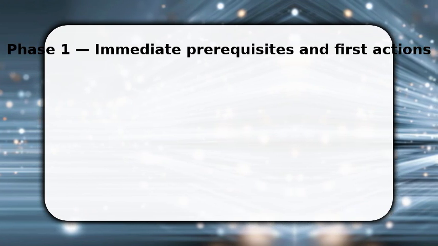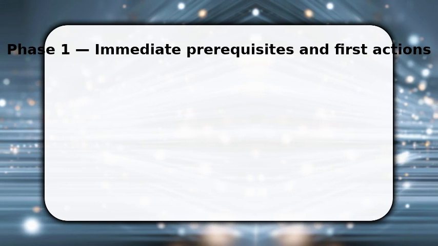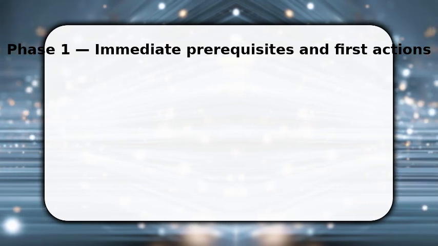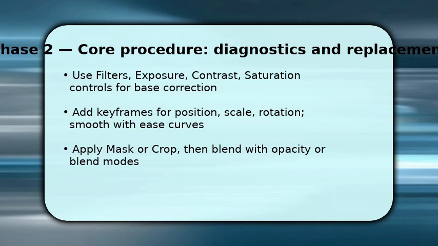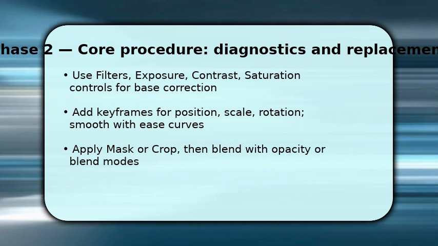These steps let you see keyframes and layer options clearly, which is why we do them first, so later adjustments are accurate and efficient. Next, you refine the image visually. Apply a filter for tone, then correct exposure, contrast, and saturation to make the subject read well on screen. After base correction, add keyframes to animate scale, position, or rotation. Use ease curves to create natural motion.